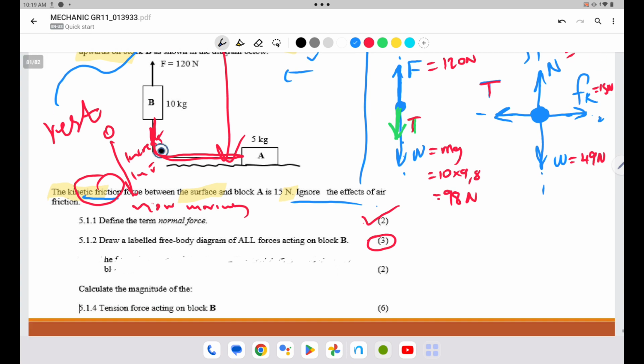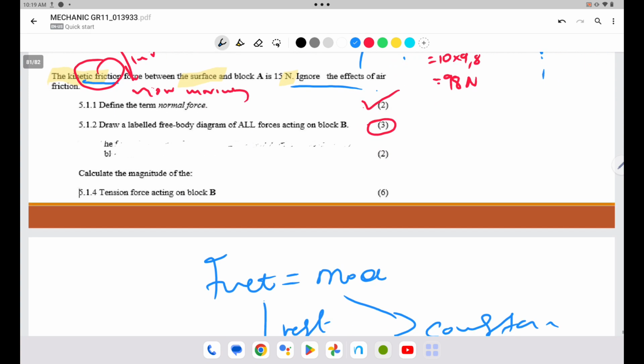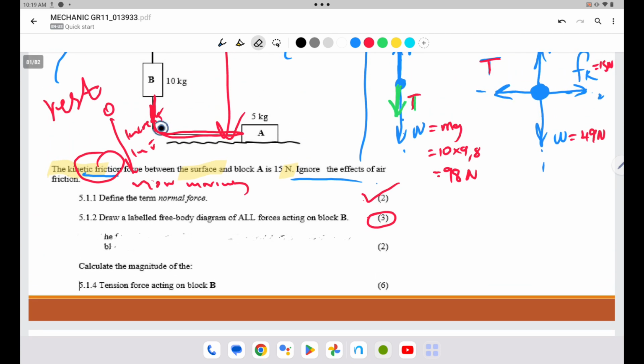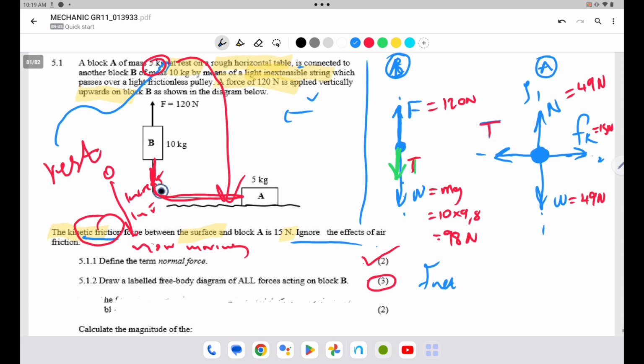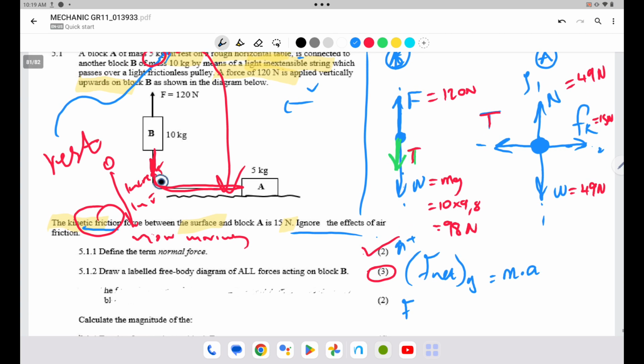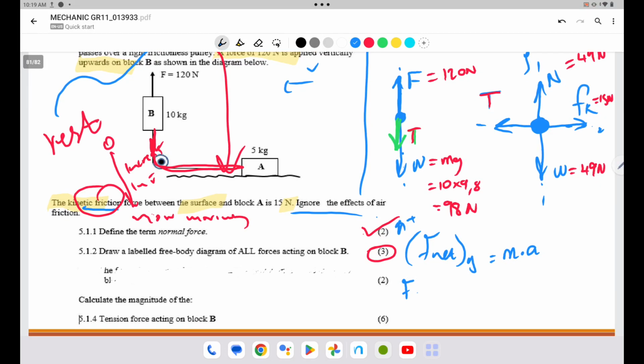So you're going to have, for that question, F net. Let me clear here. I'm going to start with block B. F net along, for B, I only have one direction. F net along the y is equal to mass multiplied by acceleration. Along the y, I have F. I'm going to take upward as positive. That is the assumed direction of motion. Plus F, minus tension, minus the weight equals mass multiplied by acceleration.